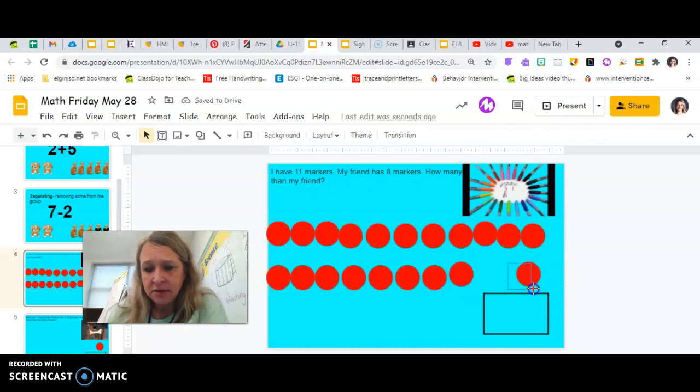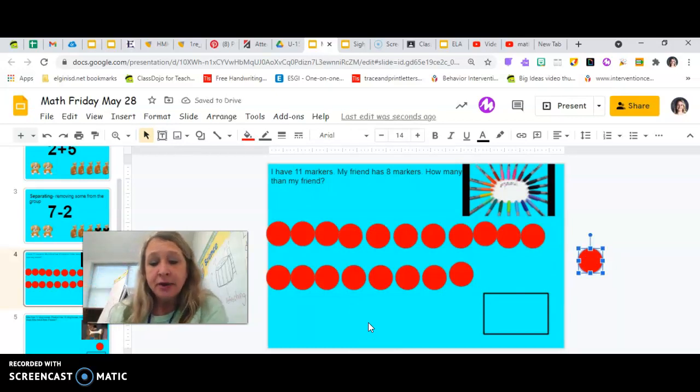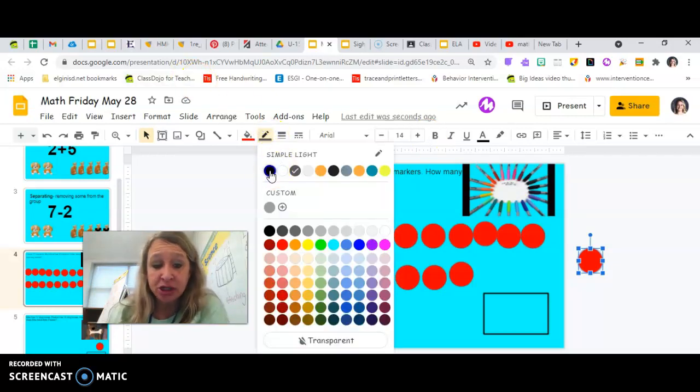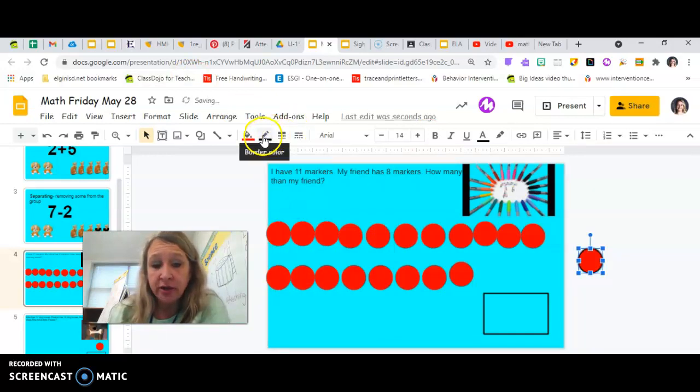Now, move those out of the way so they don't get confused with the markers. Now notice how I lined them up. They are across from each other like partners. So I'm actually going to draw a line to match the partners with each other.